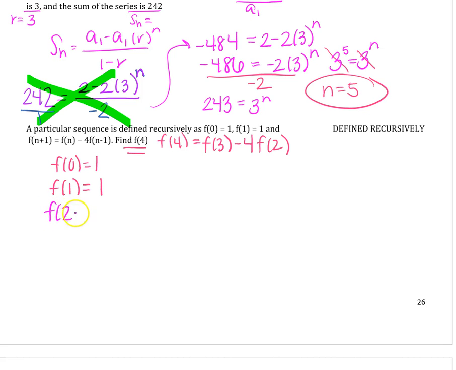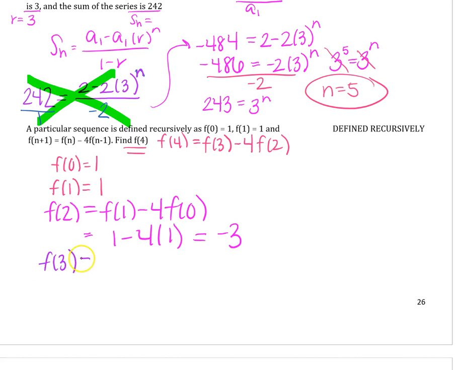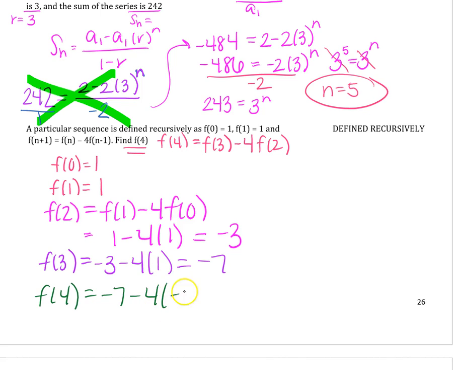So that means f of 2 is equal to f of 1 minus 4 times f of 0. So the previous term, the second previous term. I know f of 1 is 1, and same with f of 0. So 1 minus 4 is negative 3. If I want f of 3, I'm going to take the term before it, so negative 3 minus 4 times the term before that, which is 1. So negative 7. So then lastly, f of 4 is going to be the term before it, minus 4 times the term before that. So that's negative 7 plus 12, which is 5.